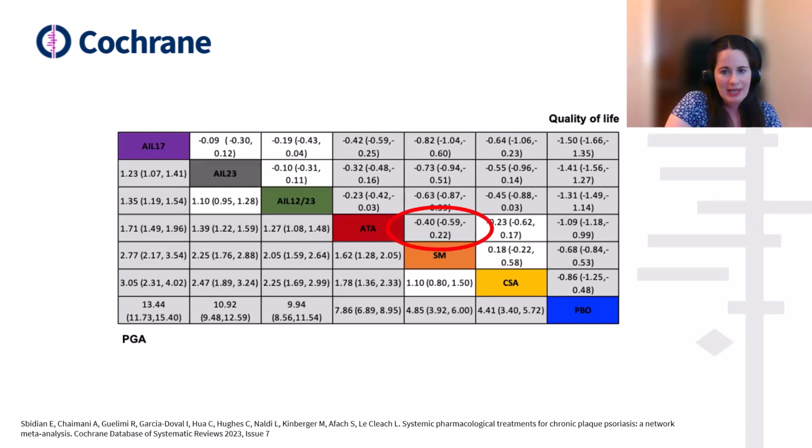So for example, here, this result shows the NMA estimate for quality of life when comparing treatments ATA versus SM. While this result is the NMA estimate for the outcome PGA when comparing treatments SM and CSA.